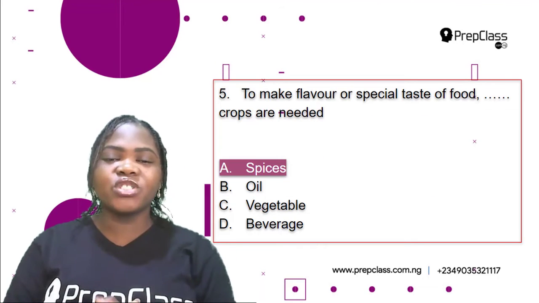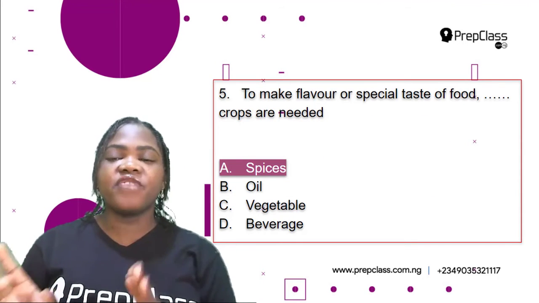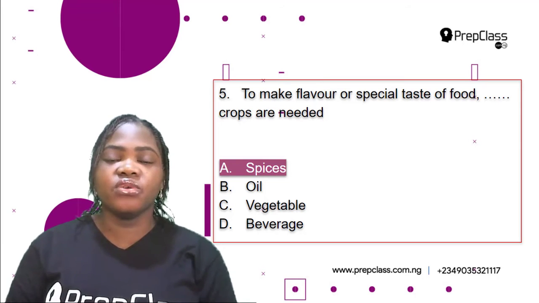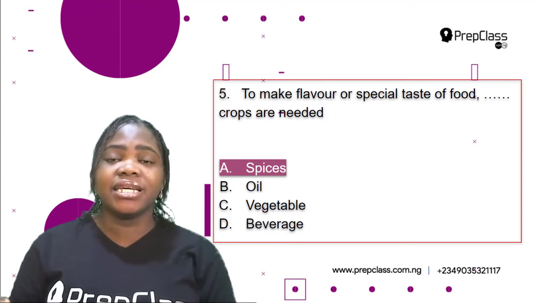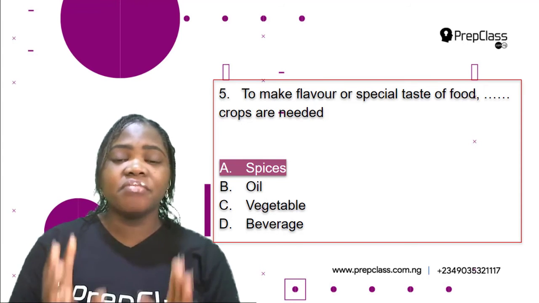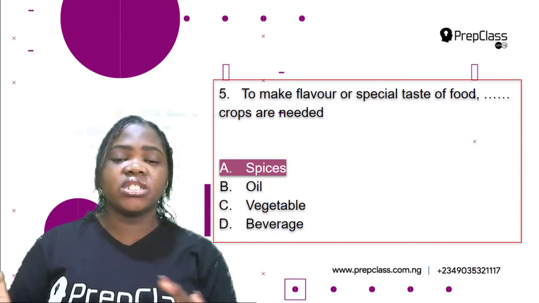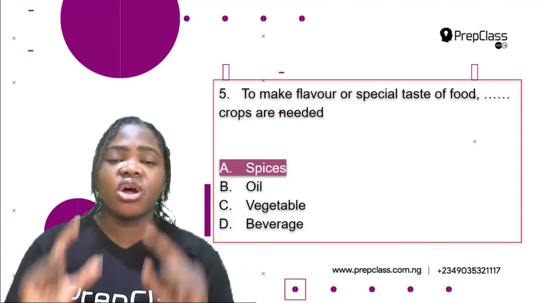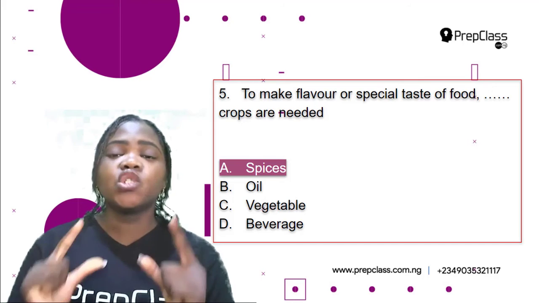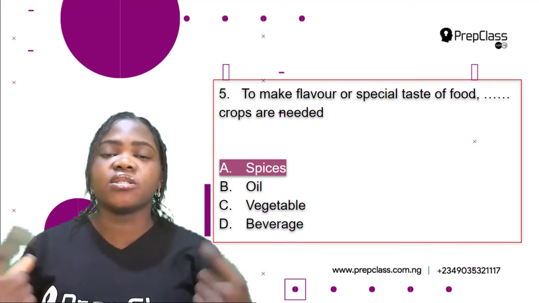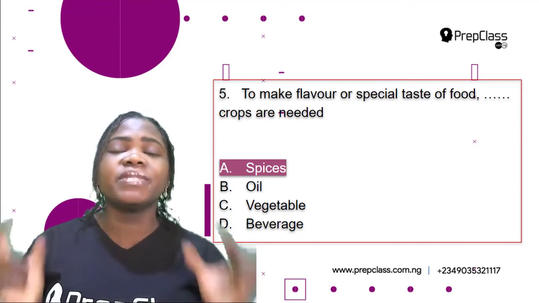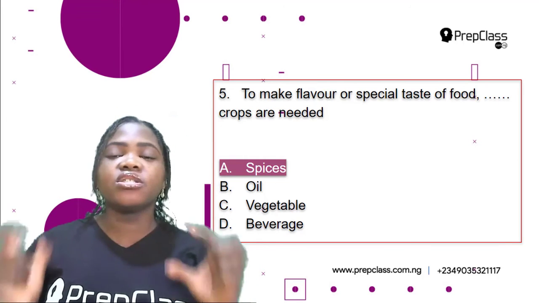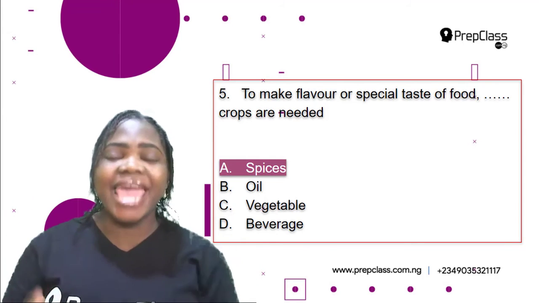So which of the options is correct? To make flavor or special taste of food, dash crops are needed. A. Spices. B. Oil. C. Vegetable. D. Beverage. So the correct option is spices. To make flavor or special taste of food, spices crops are needed. Okay, so the correct option is A.